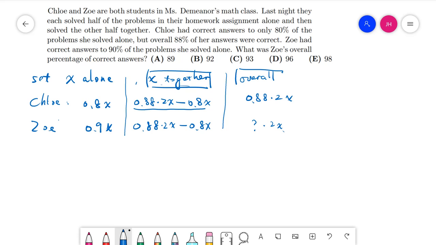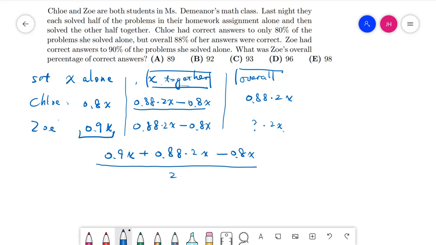At the same time, Zoe did this many problems correctly alone. So altogether, how many problems did Zoe get correctly? That'll be 0.9x plus 0.88 times 2x minus 0.8x. And we want to know the percentage of this to the overall number of problems. Good. So that'll be our answer.